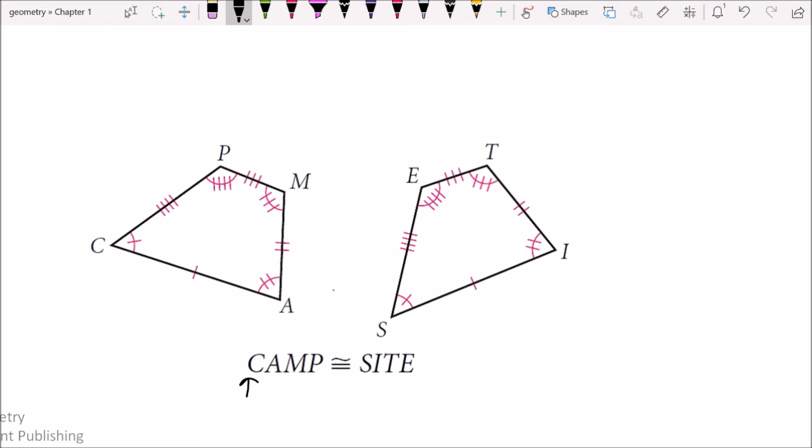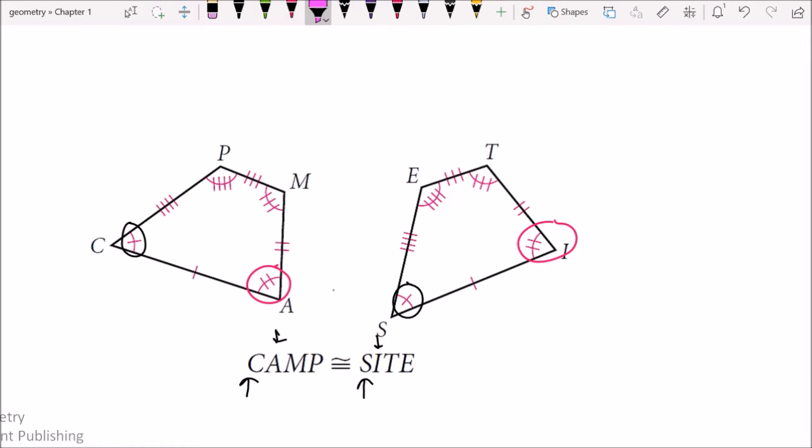So here's what's important. C is the first letter, and S is the first letter. Let's identify those. If they're congruent, C and S have to have the same markings. There's no way out of that. And look, they do. What about A and I? Those are the second letter in each one. A is right here. A has a double marking. I is right here. I has a double marking.